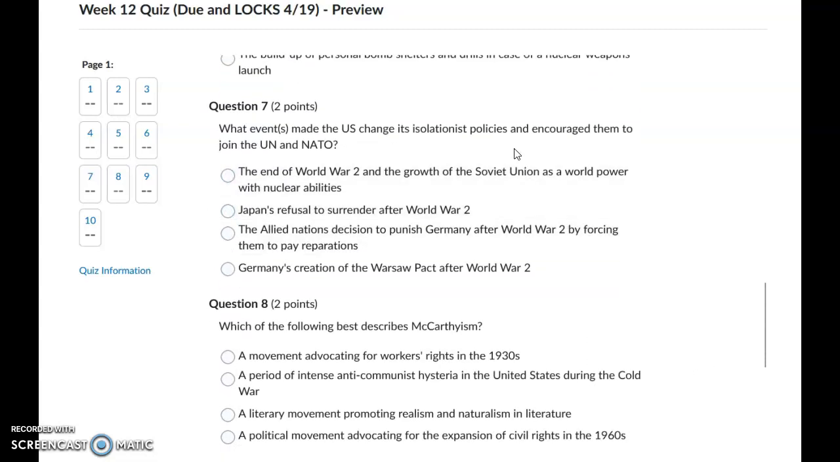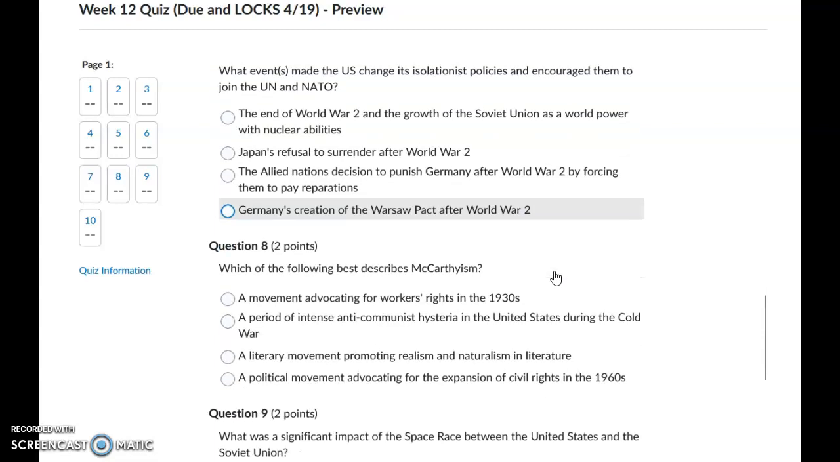Question 7. What event made the U.S. change its isolationist policies and encourage them to join the UN and NATO? The end of World War II and the growth of the Soviet Union as a world power with nuclear abilities. Japan's refusal to surrender after World War II. The Allied nations' decision to punish Germany after World War II by forcing them to pay reparations. Germany's creation of the Warsaw Pact after World War II.